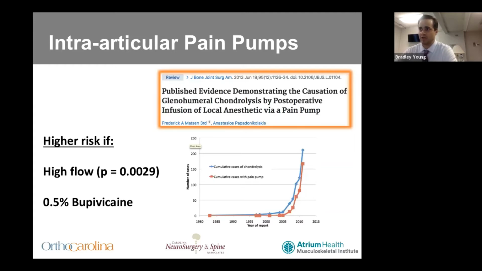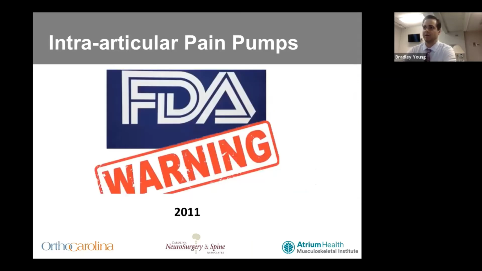The results of this review not only demonstrate a relationship between the use of these pumps and chondrolysis, but they also were the first to find that a higher flow rate and higher concentration of the anesthetic bupivacaine was actually associated with a higher rate of chondrolysis. In 2011, the FDA issued a warning against these pain pumps. Lawsuits had been filed, therefore overall they had fallen out of favor in use. But it is not unlikely that we'll continue to see young patients who sustain these iatrogenic injuries present to our clinics over the next few years.